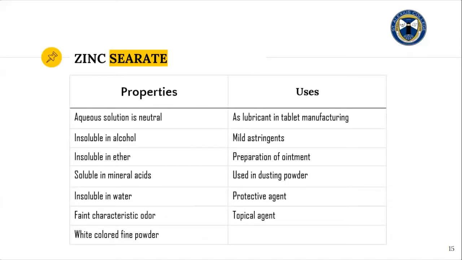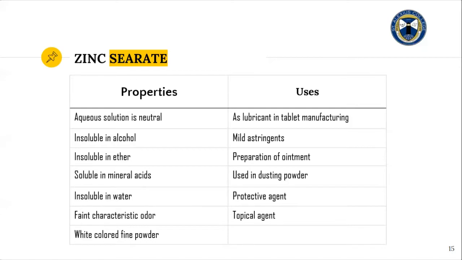The main properties or the physical characteristic of zinc cerate: its aqueous solution is neutral, meaning that the mixtures of water and other chemical compounds have a pH near 7. It is insoluble in alcohol and ether, and it is soluble in mineral acids, insoluble in water, and it has a faint characteristic odor. When we say faint characteristic odor, it has a bleach or faded or faltering kind of odor.